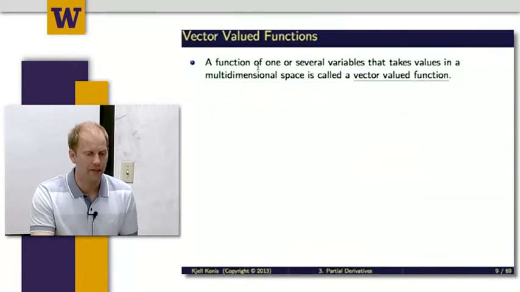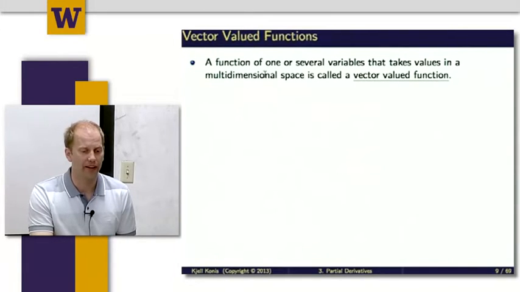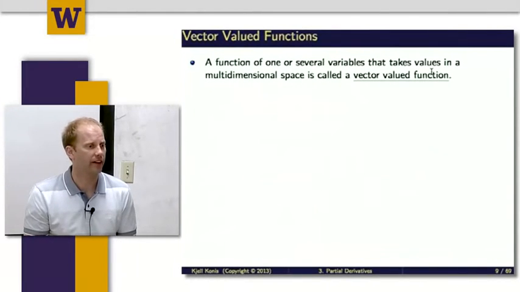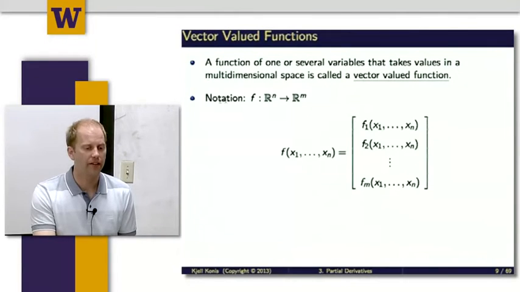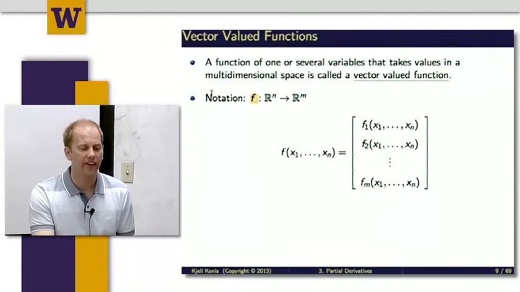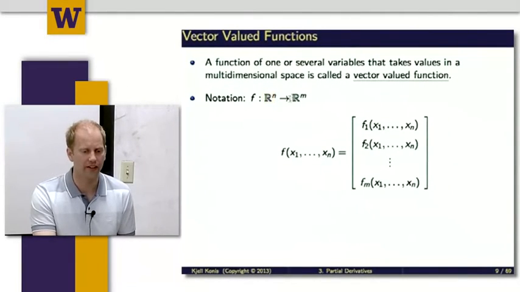And then one last thing that we might have to deal with is a function of one or more variables that takes values in a multidimensional space is called a vector-valued function. And so in this case, what I'm after is I have, say, two inputs, and my function gives me two outputs. And so in this case, I'm going to use the notation f from Rn into Rm. And so this just means that f is a function that takes n arguments. So there are n inputs to this function. And then there are m outputs to this function.